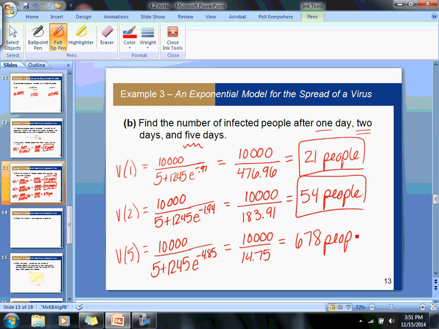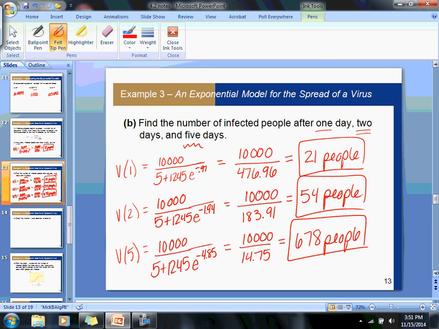Now, that would be really scary if this was a real virus. After just 5 days, you go from having 8 people to 678 people infected. You'd have 678 people at a hospital in a town, all with the same mysterious illness. That would be a very severe health crisis, an epidemic-level type thing.